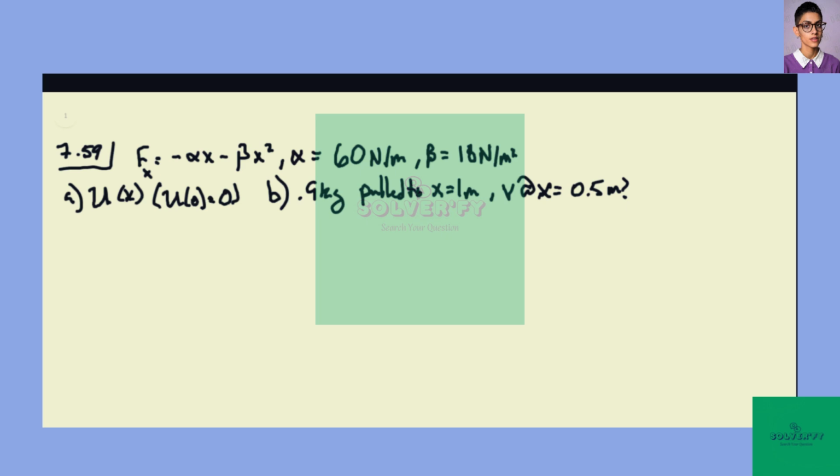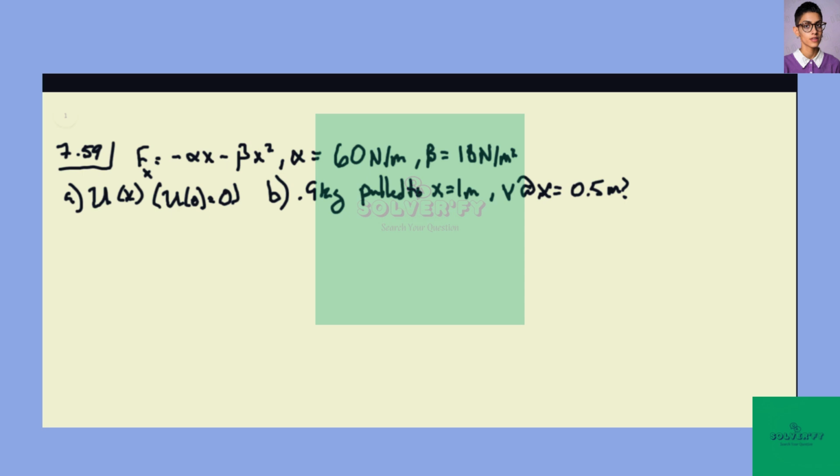Problem 7.59. We're told we have a spring that does not obey Hooke's law, but rather has an extra quadratic term in its force equation. These are the particular spring constants we have.